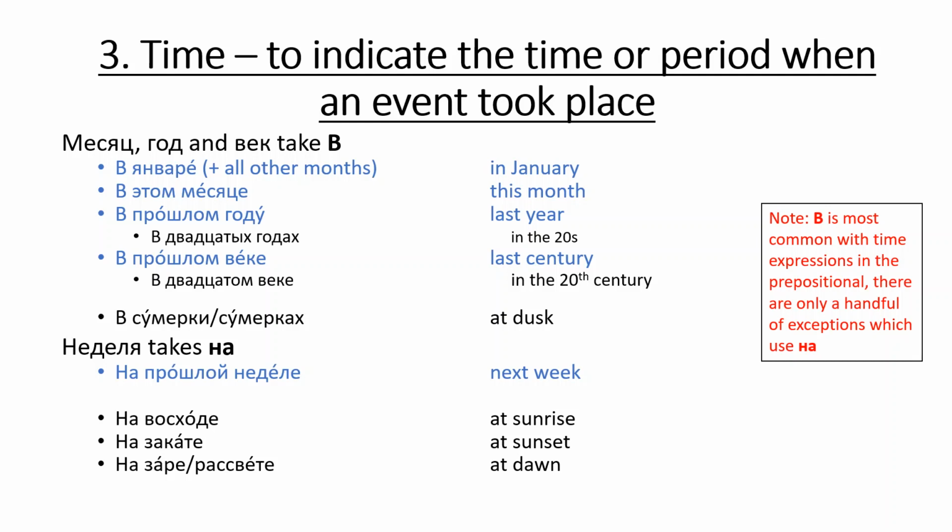Then we have a handful of expressions to refer to sunrise, sunset, dawn, dusk, and so on. And those usually take на. So на восходе, на закате, на заре, на рассвете, which means respectively at sunrise, at sunset, and at dawn. But then for some reason there's the exception of в сумерки, в сумерках, which means at dusk.